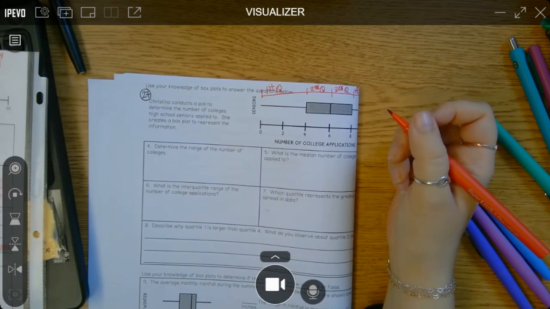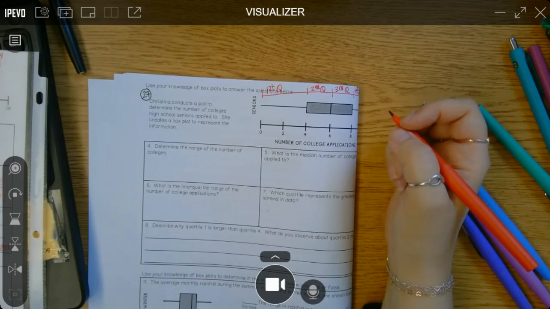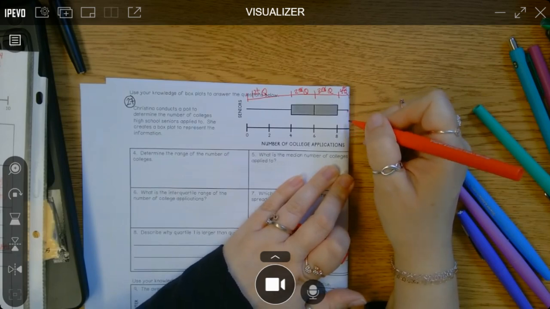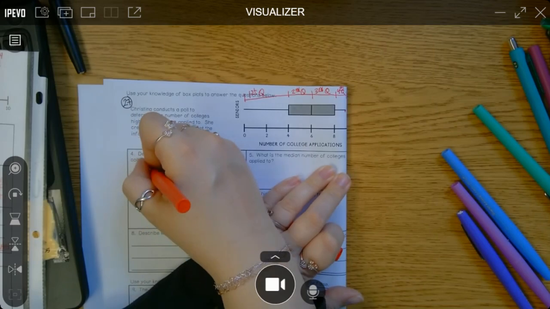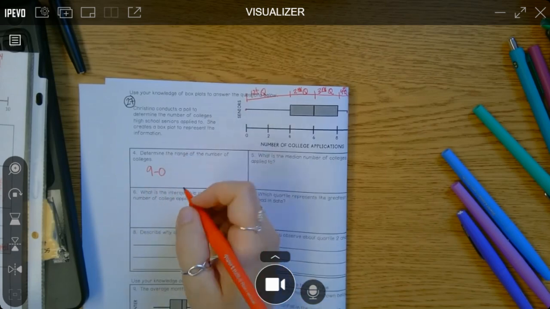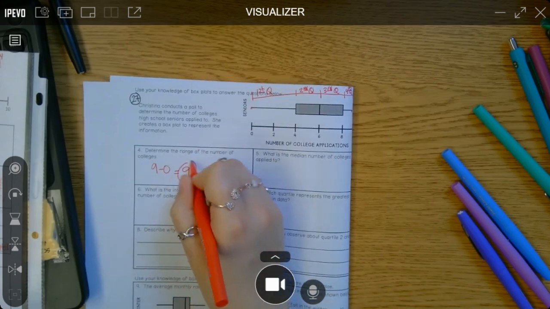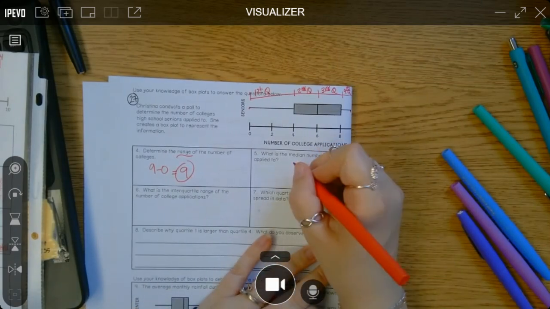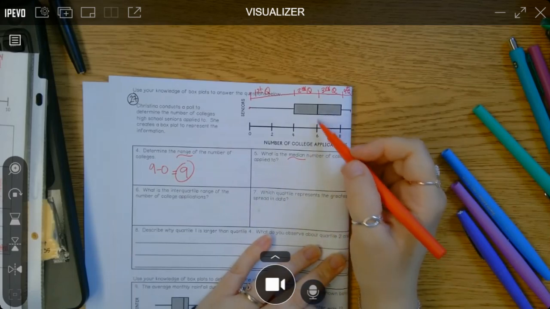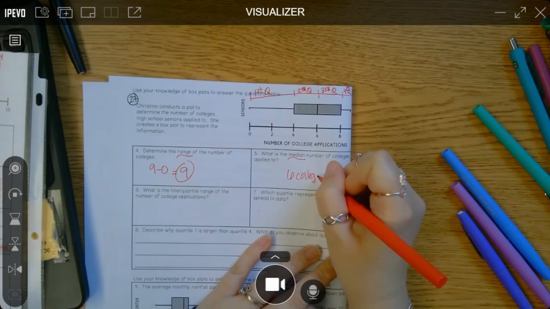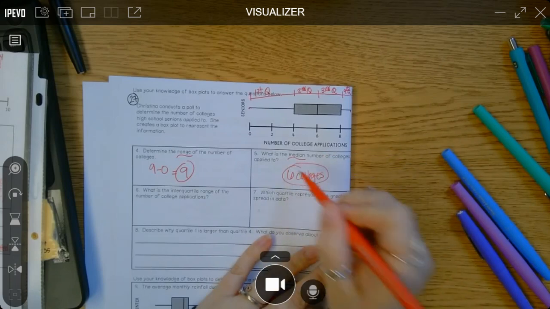Okay, it says determine the range of the number of colleagues. Well, my maximum value, that's right here, trace that down. It hits at 9. And then my smallest value right here, trace that down, hits at 0. Well, 9 minus 0 is 9, because we were asked to find the range. The median is the center of the box, so it hits at 6. So what are we talking about? College applications. So they applied to 6 colleges.